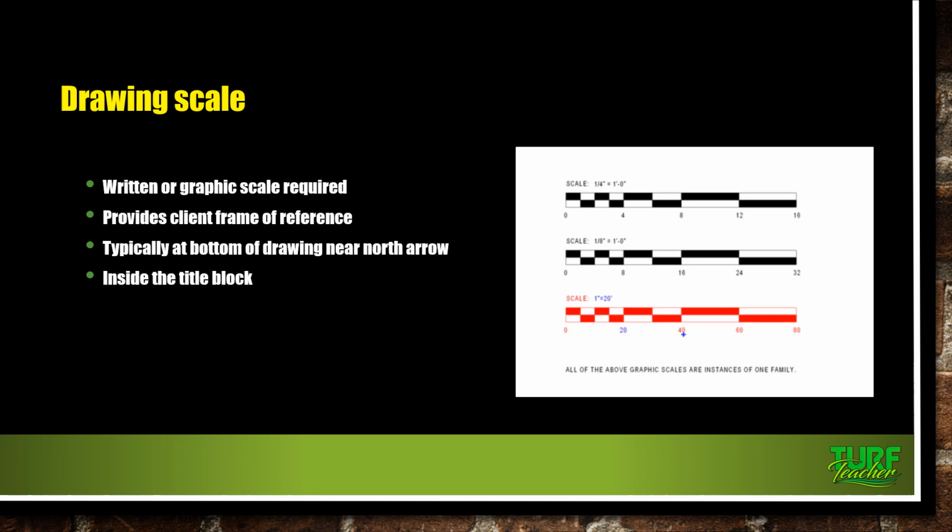Here's one, done graphically. We have quarter scale, 8 scale, and 20 scale. And the idea of this is, guys, somebody can take a piece of paper and trace that scale and move that tracing around the plan, so they can actually draw that scale, trace it, and use it to measure on site if you don't have a tape measure like my father, or a scale that should be kept in the truck. But it is written or graphic scale required. It is required, provides the client the frame of reference, typically at the bottom near the north arrow, and it's inside the title block.